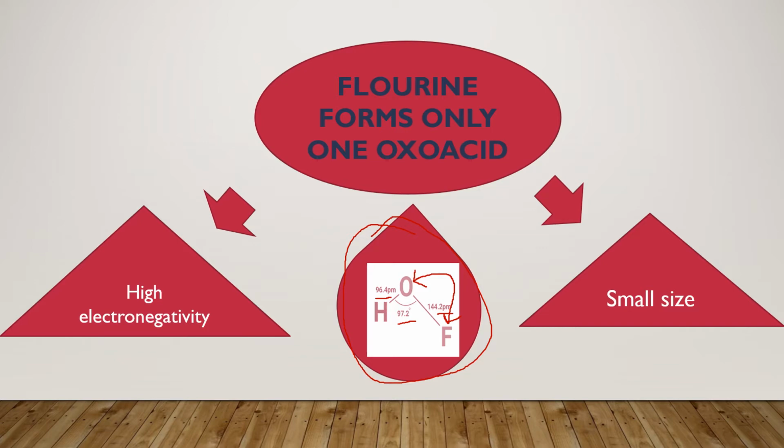Now see, only fluorine forms only one oxoacid because fluorine has high electronegativity, and also fluorine is smaller in size. Of all the halogens, fluorine is smallest in size and it has high electronegativity. Because of these two reasons, fluorine forms only one oxoacid. It does not form other oxoacids, right?